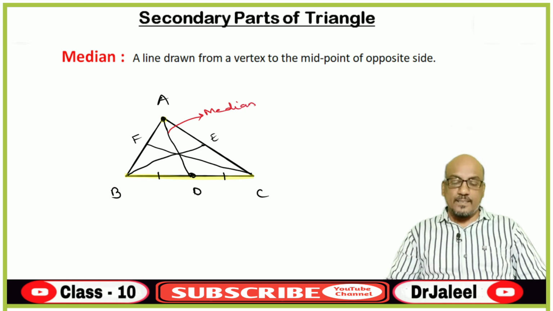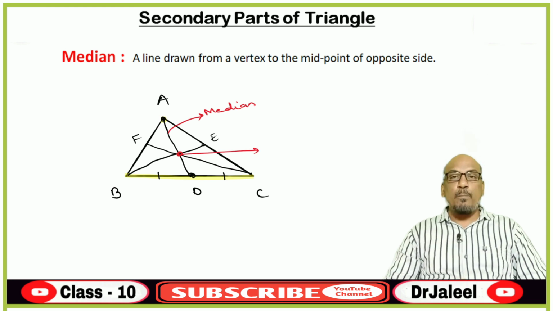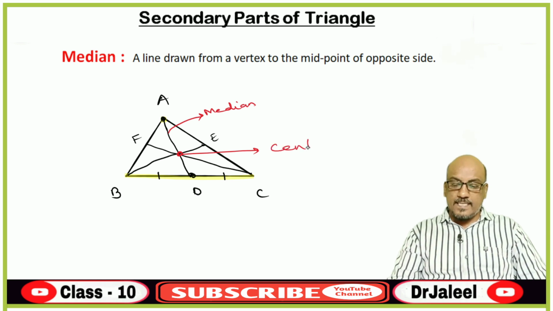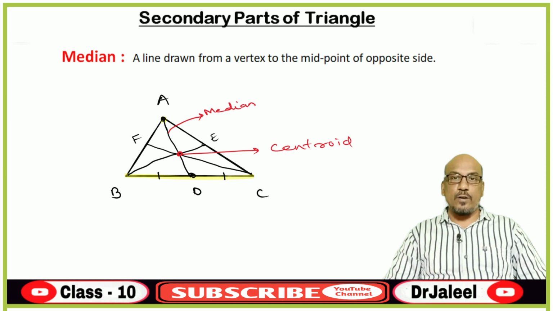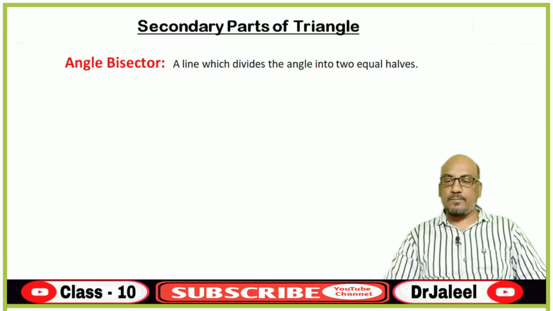Median. All the three medians, wherever they are meeting, this is called point of concurrence. This point of concurrence is called centroid. What it is called, beta? Centroid. Let us now get into the next secondary part of the triangle.